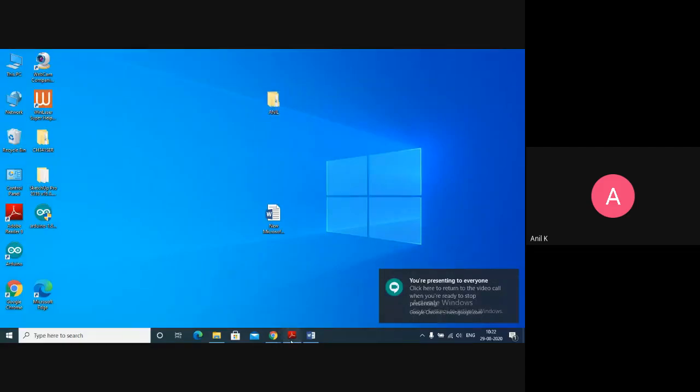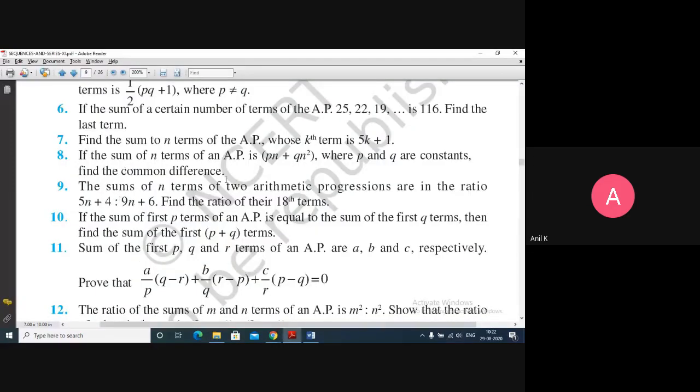Sorry. The 8th question is done. Now the 9th question. The sums of n terms of two arithmetic progressions are in the ratio 5n plus 4 upon 9n plus 6. Find the ratio of their 18th terms. That is, the 18th term of the first AP upon the 18th term of the second AP will be equal to how much?